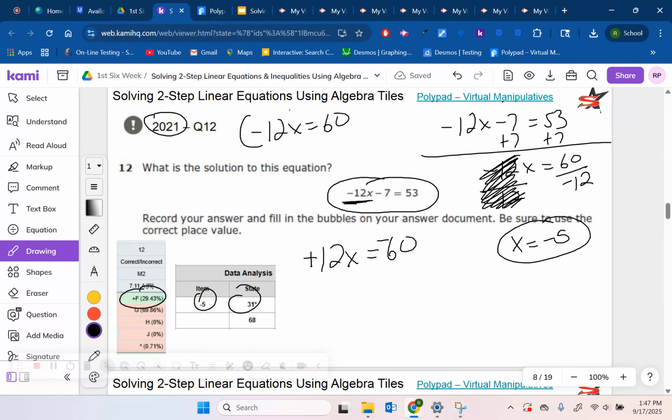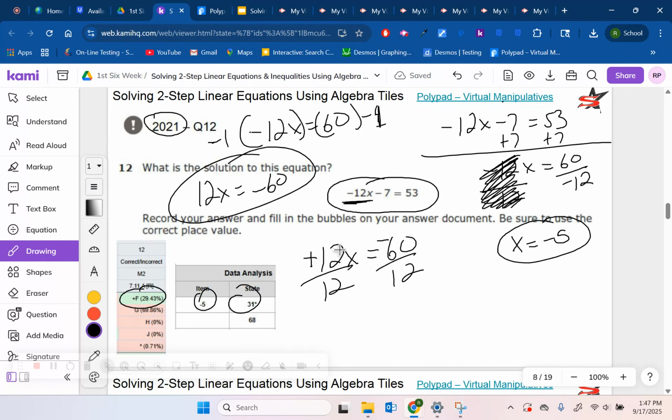I multiplied this side by negative 1 and this side by negative 1. Okay? A negative times a negative is positive. It's 12x equals negative 60. I can do that move anytime I want. It lets me make that variable coefficient positive. So now I'm dividing by a positive 12. So x equals negative 5, because a negative divided by a positive is negative, and so on.